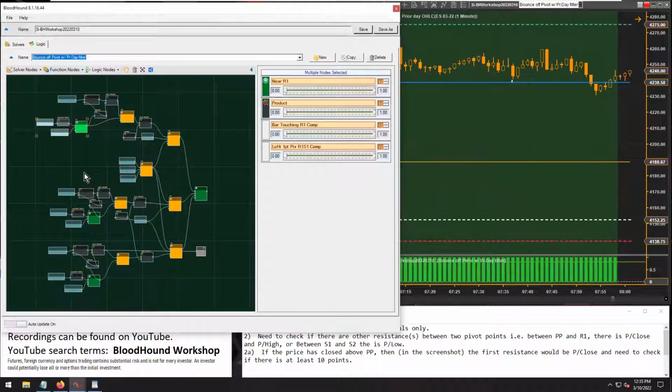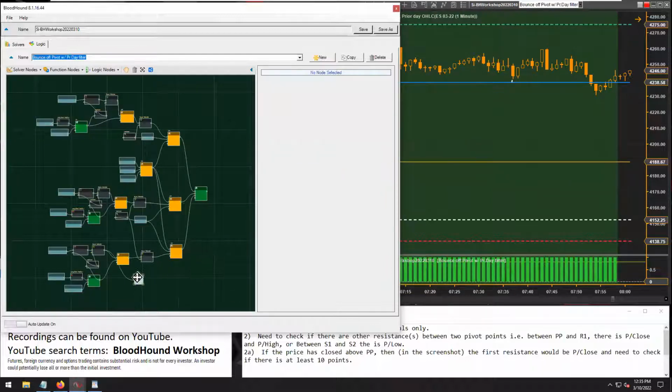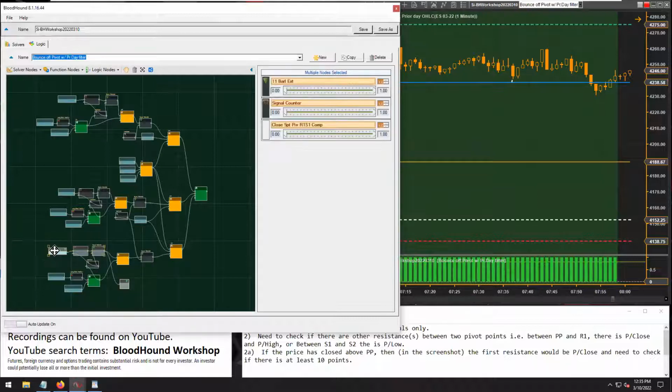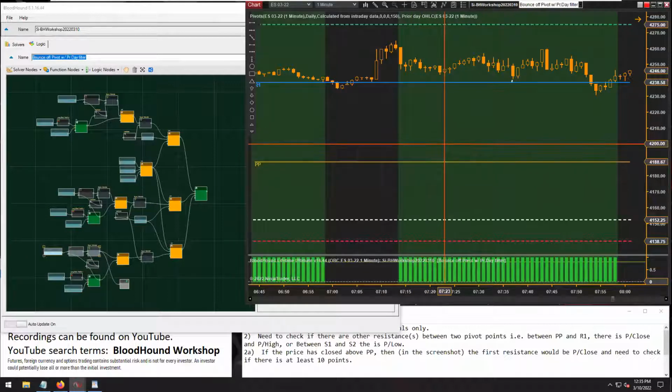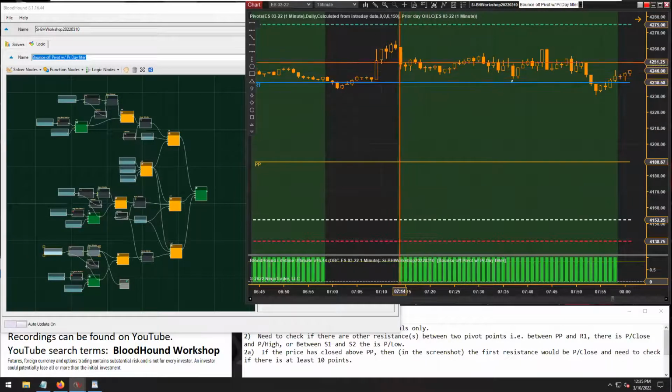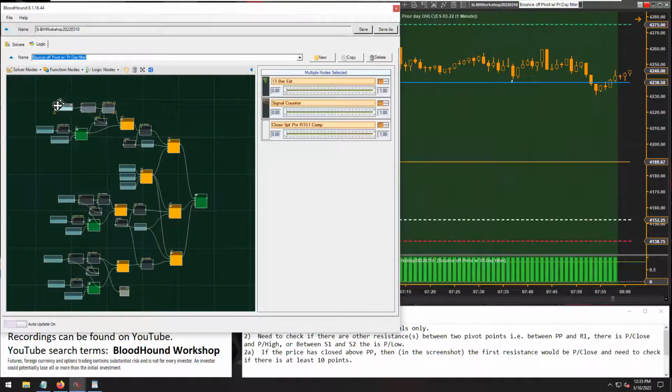All right, I'm going to try a little experiment here, see if this works. What's happening is I'm looking at the 5 points of separation logic down here, for S1. And when price is 5 points above R1, we're getting a long output, the same as what we're doing up here.